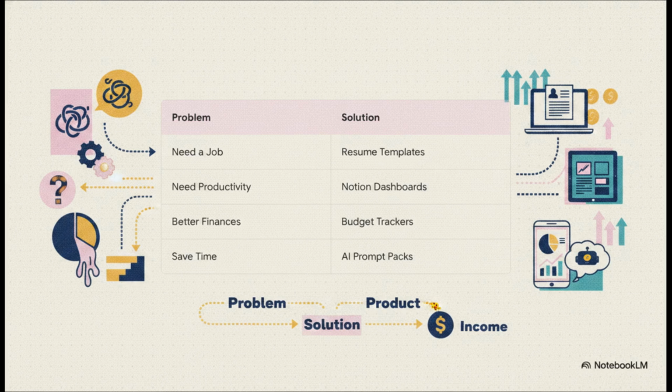If someone is desperately looking for a job, they don't want to stress over designing a document from scratch, right? They will gladly pay for a sleek professional resume template. What if someone's drowning in digital clutter and needs a productivity boost? Boom, they'll buy a pre-built Notion dashboard. Struggling with finances? A digital budget tracker is the perfect fix. Or say a busy business owner needs to save time on marketing. They are going to snatch up an AI prompt pack. Do you see the direct connection here? A specific problem leads to a solution, that solution becomes your product, and that product turns into income.